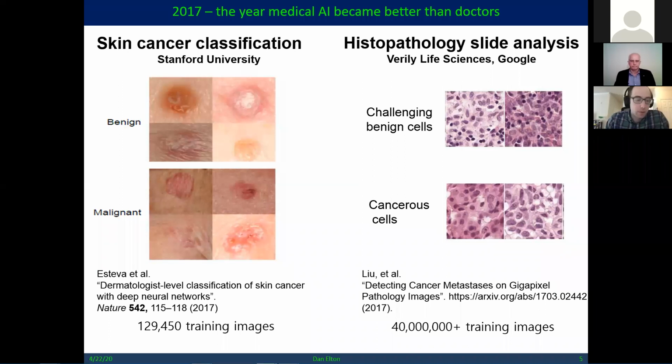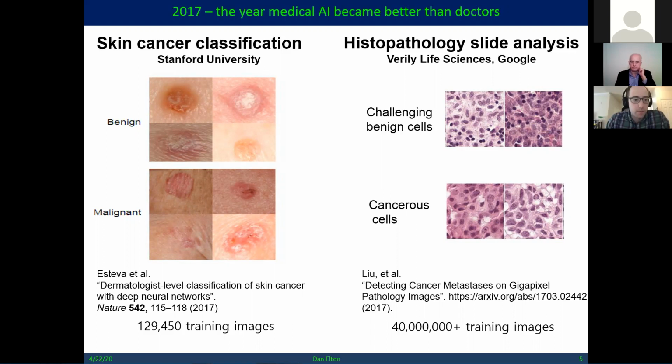a system developed at Stanford University for skin cancer classification. So they were just looking at images of skin lesions and classifying them as either benign or malignant. And as you can see, this is not an easy task. Those skin lesions look very similar, so it's looking at very subtle features there to decide between benign and malignant.